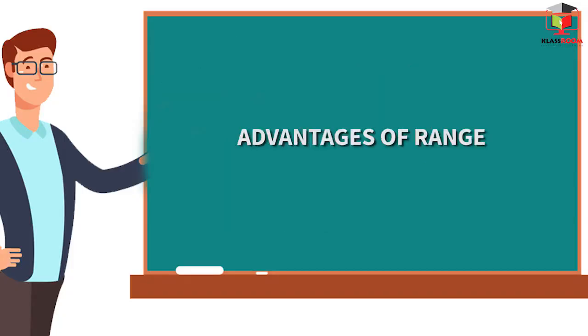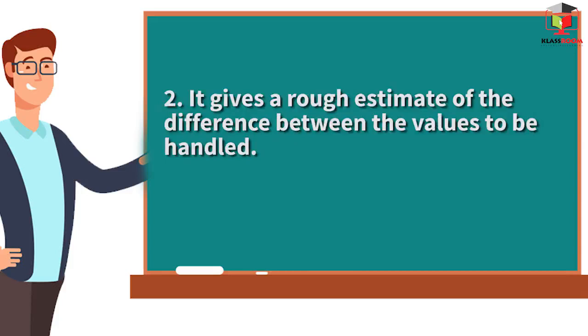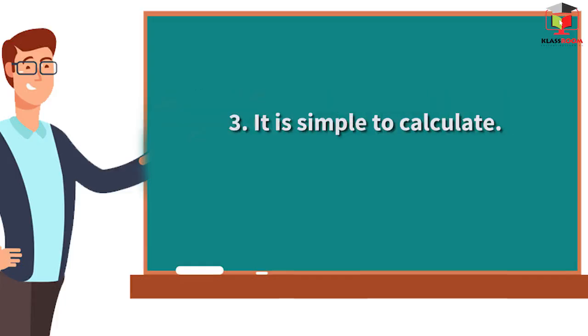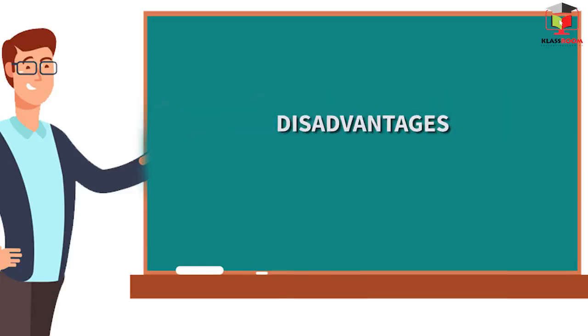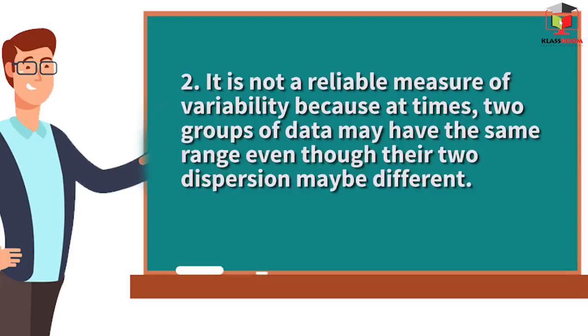Advantages of range. 1. It is useful for further statistical calculations. 2. It gives a rough estimate of the difference between the values to be handled. 3. It is simple to calculate. Disadvantages. 1. It does not consider all the values in the data. 2. It is not a reliable measure of variability because at times two groups of data may have the same range even though their true dispersion may be different.